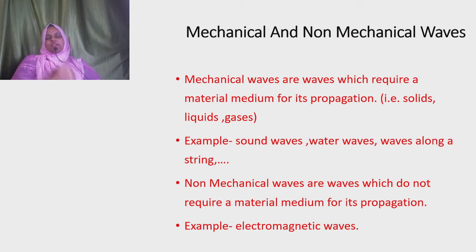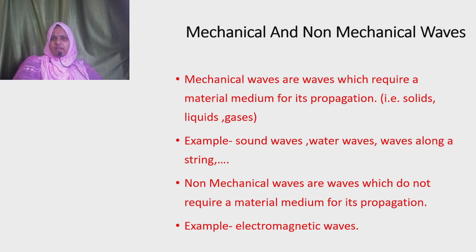Now first we will see how waves are classified on the basis of the need for a medium of propagation. Some waves need a medium for their propagation, and some waves do not require a medium for their propagation. They are classified into 2 types. One is mechanical waves and the other one is non-mechanical waves.